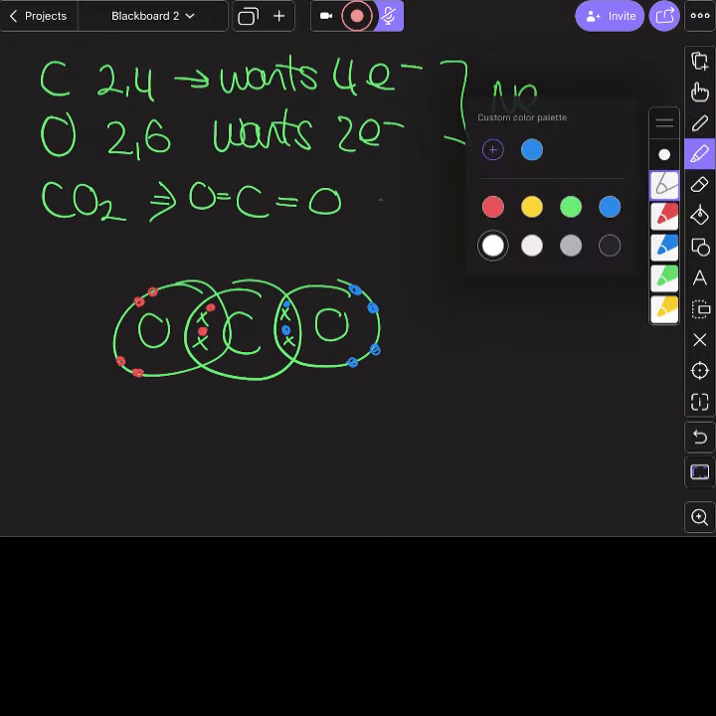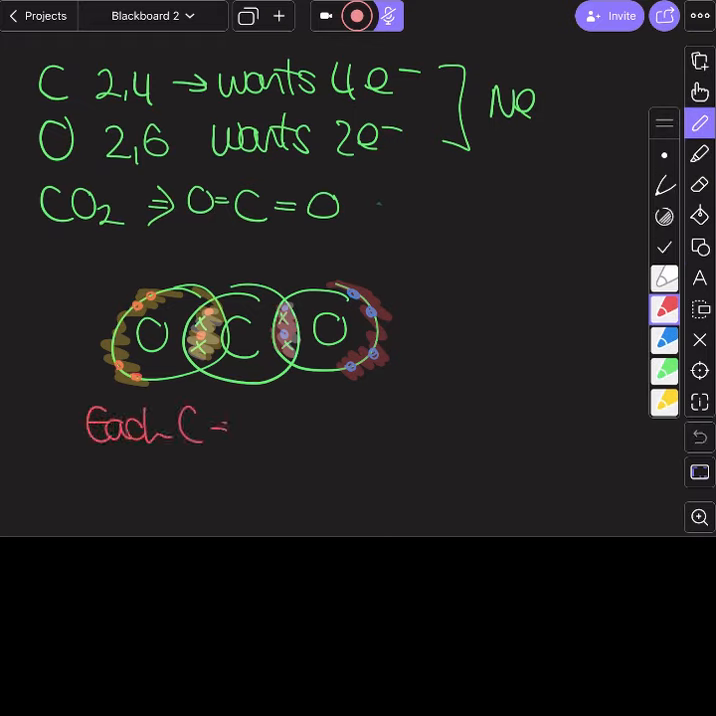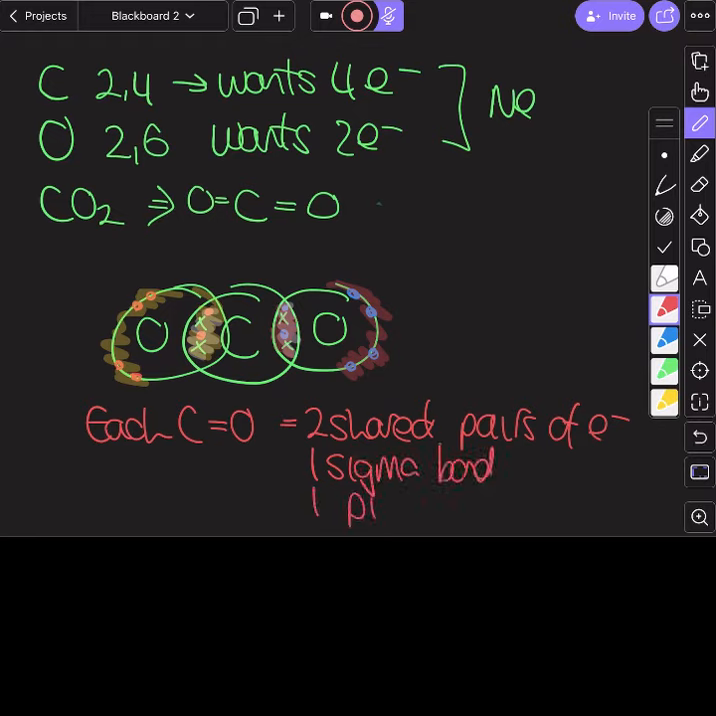Again, if we count around, for carbon, 1, 2, 3, 4, 5, 6, 7, 8, carbon is now happy. For this left hand side oxygen, 1, 2, 3, 4, 5, 6, 7, 8, it is now happy. And our last one is this right hand oxygen, 1, 2, 3, 4, 5, 6, 7, 8. Happiness is upon it. So each carbon-oxygen bond is 2 shared pairs of electrons, and again, if you're sharing 2 pairs, there is 1 sigma bond and 1 pi bond in there.